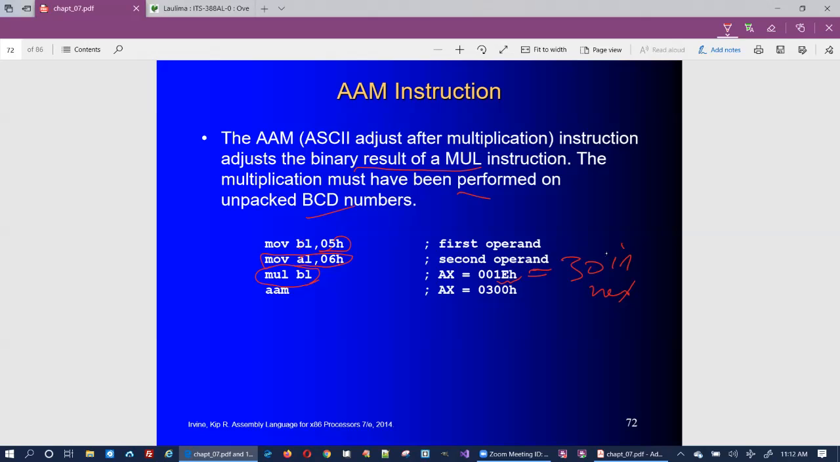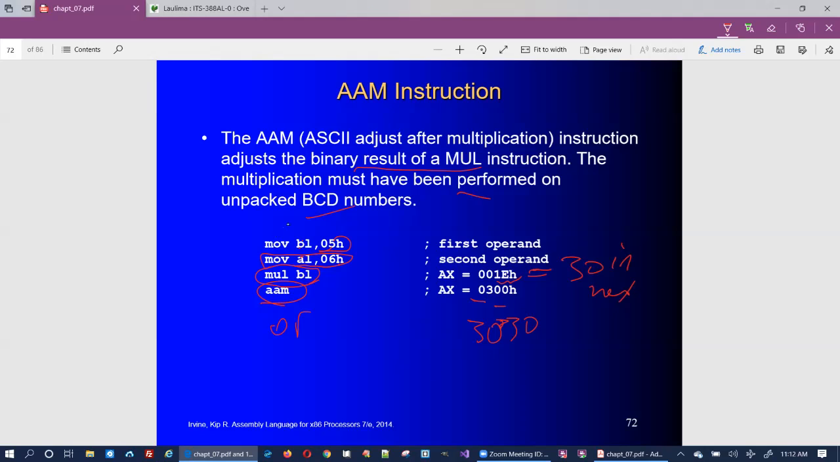Well, it's the value 30, but it's in hexadecimal format. And then we do this ASCII adjust after multiplication, and it turns into 30. We would still have to OR this with 3030 to turn it into ASCII.